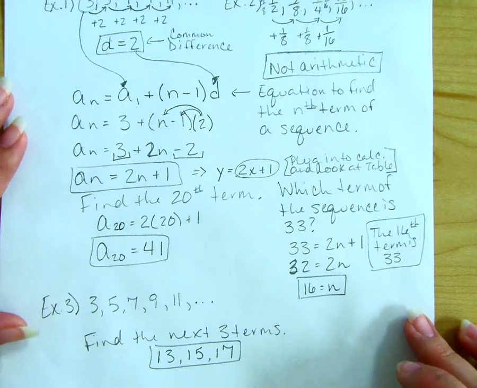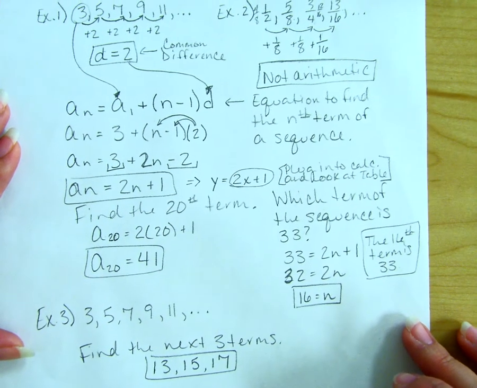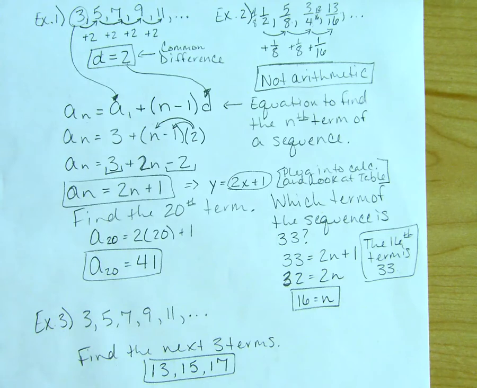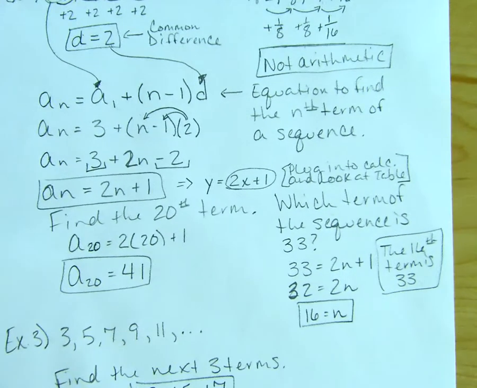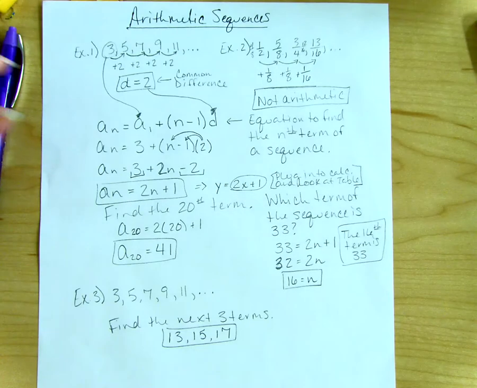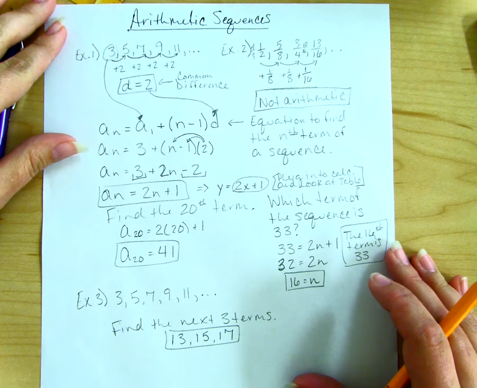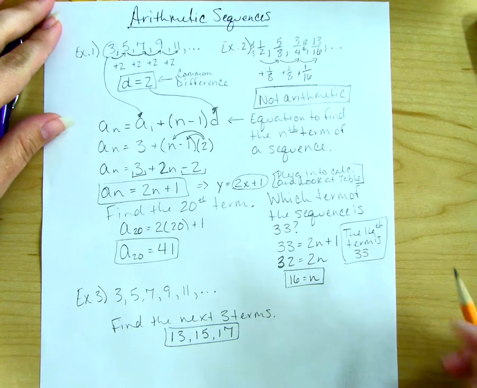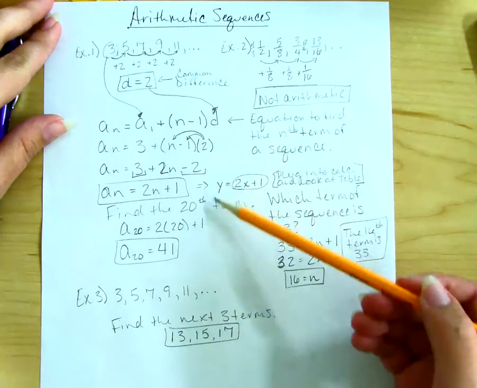That pretty much sums up arithmetic sequences. I'm only going to give you these examples because I don't personally feel like you need to see many more examples on this. If you're unsure, make sure you're asking me questions tomorrow in class about how to write the equation and how to find it.